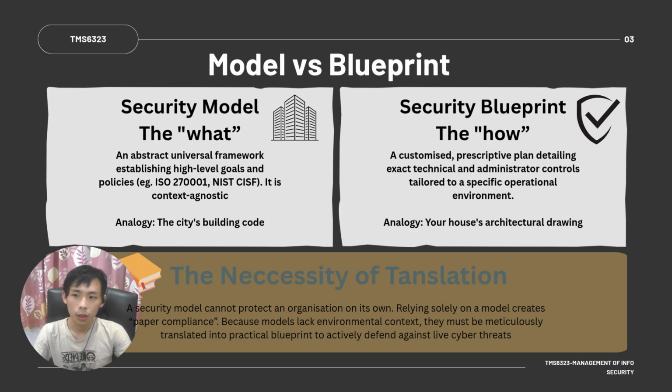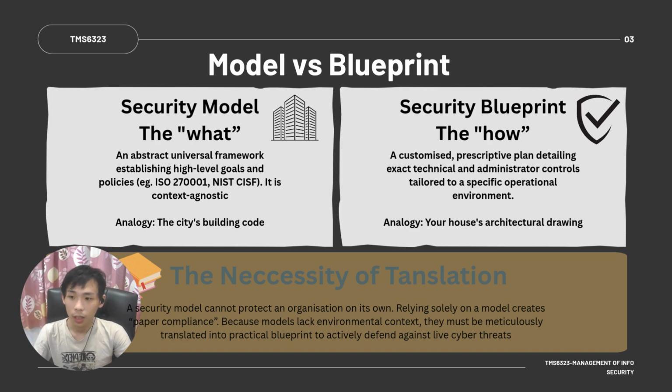To use an analogy, a security model is like a city's building code. It mandates that a building must be safe and have fire exits, but it doesn't tell you how to actually build your house. Okay, so next is the security blueprint. So the blueprint represents the how. The blueprint is a highly customized and prescriptive plan. It tackles the theoretical goals of the security model and turns them into exact technical and administrative controls designed specifically for the company's unique network and budget. So, as the analogy, if the model is the building code, the blueprint is the architectural drawing of the house, which shows every single smoke detector and the padlock.